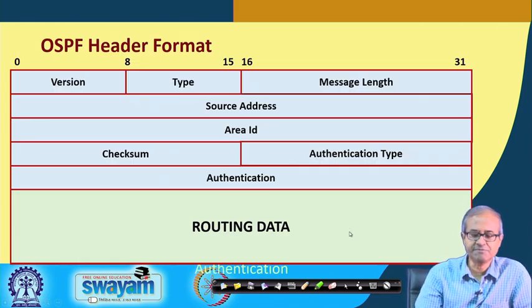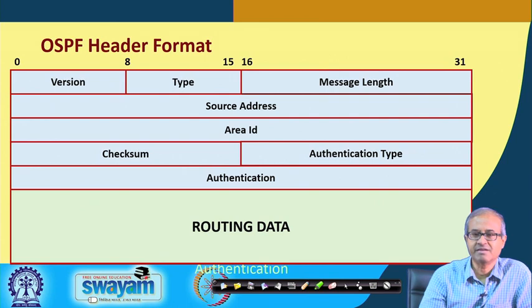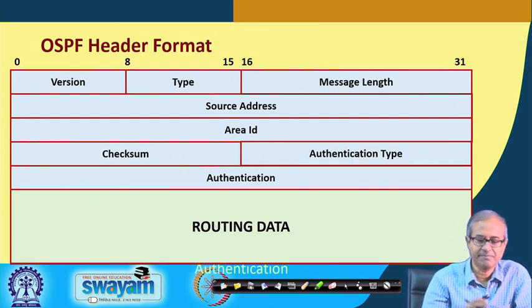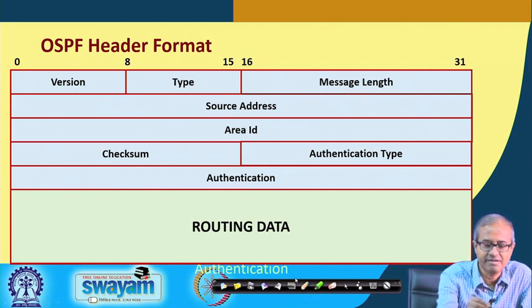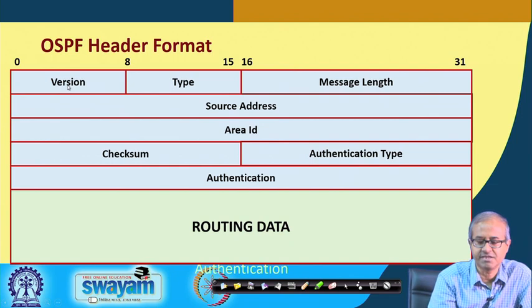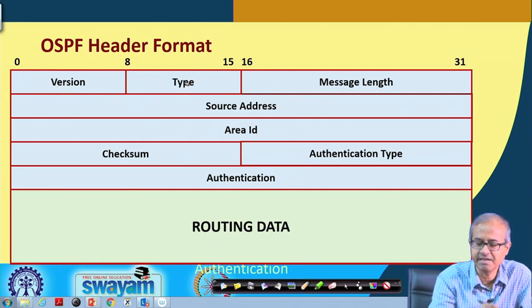This shows the OSPF header format. What are the fields in the header? Well, I am not going into too much detail. There is an OSPF version number, as you can see. The first 7 bits contain the version number. The second 7 bits contain the type of the packet, what kind of OSPF message it is carrying.